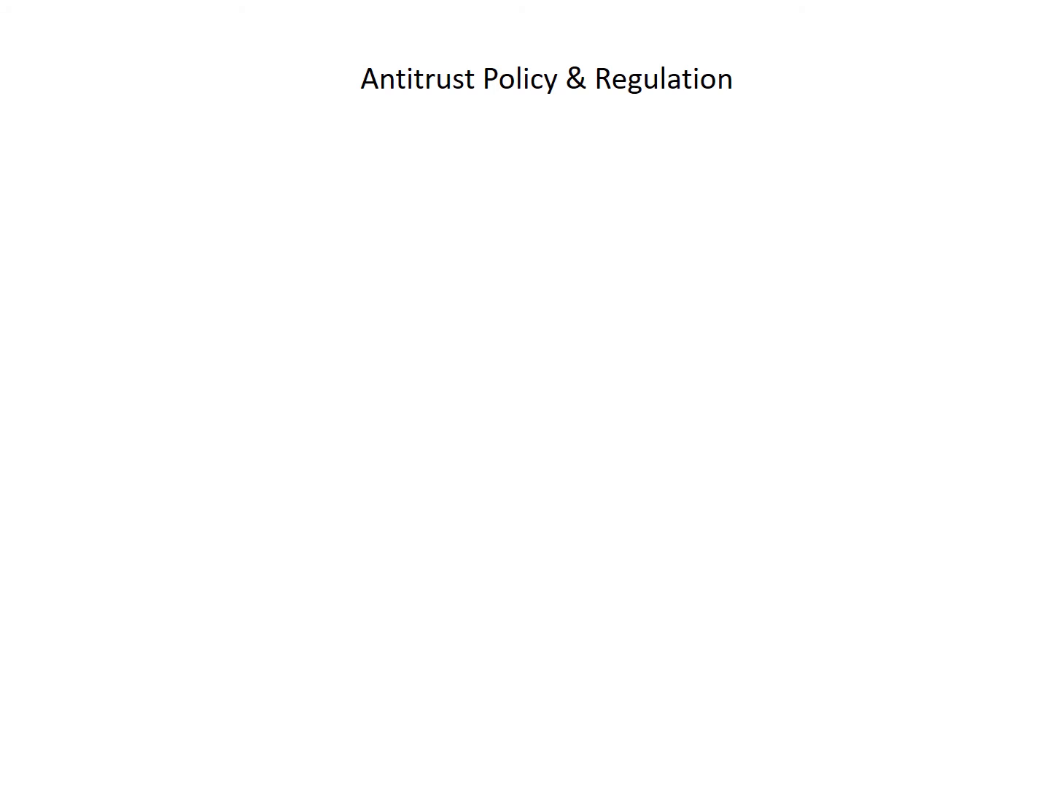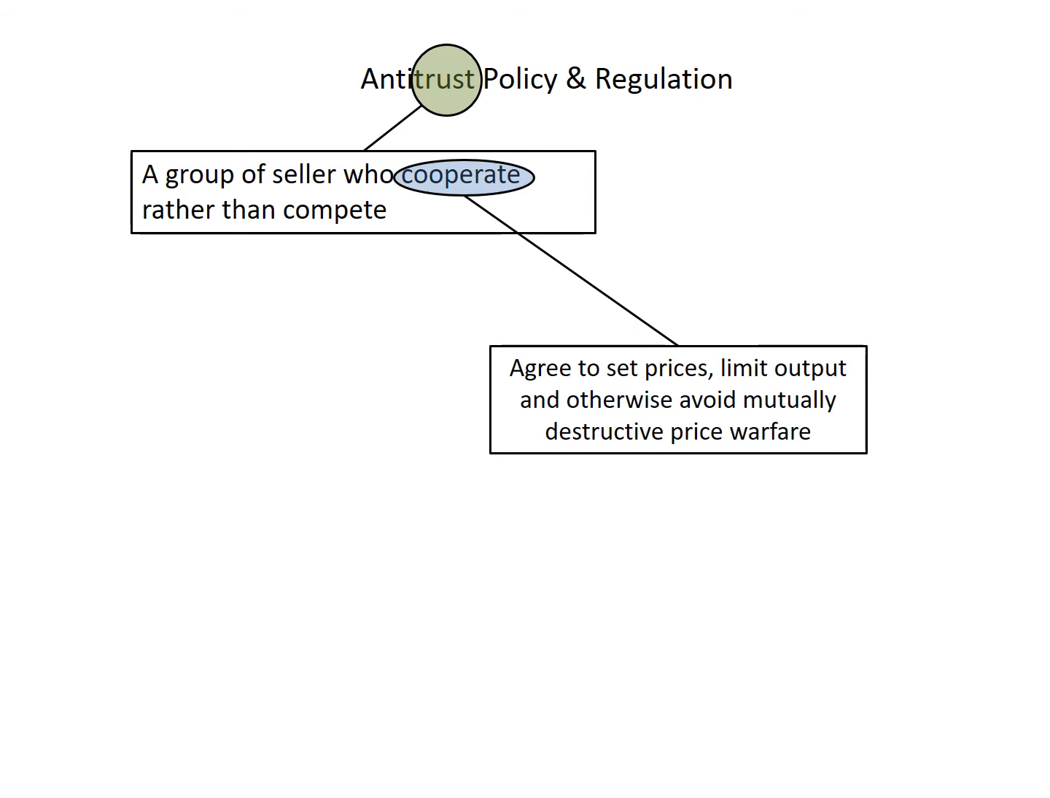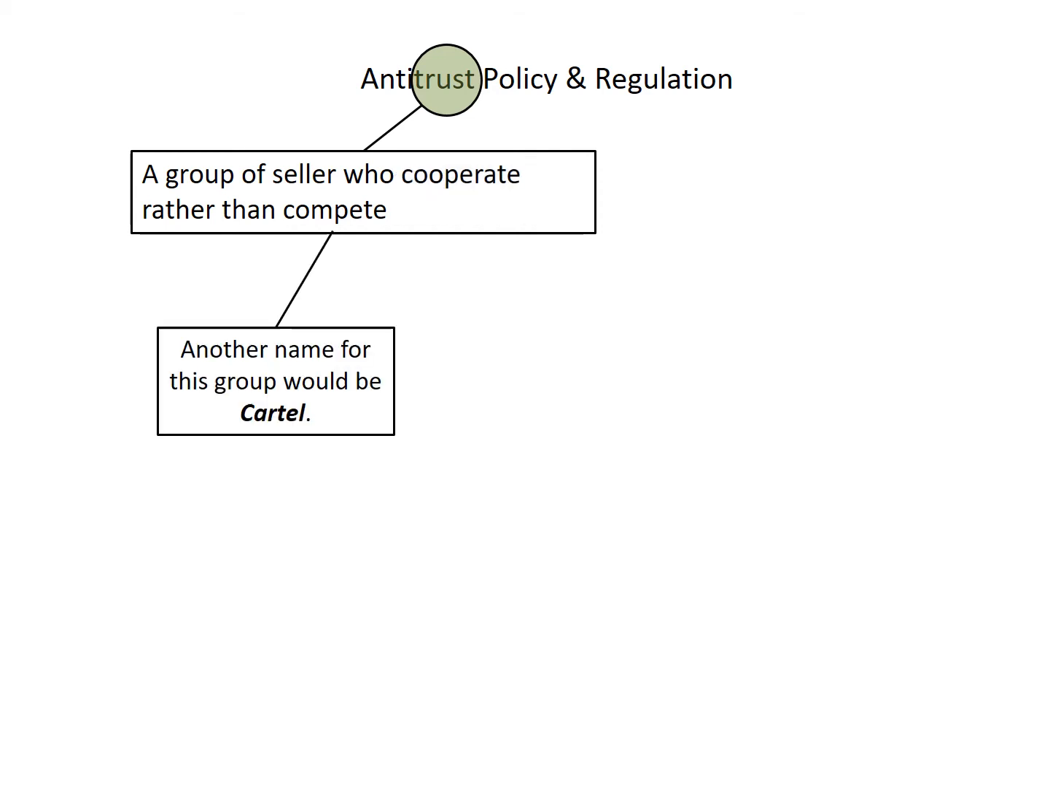This presentation is on antitrust policy and regulation. A trust is a group of sellers who cooperate rather than compete. They cooperate by agreeing to set prices, limit output, and otherwise avoid mutually destructive price warfare. Price warfare is bad for the firm, but good for the consumer. Another name for such a group of sellers would be cartel.